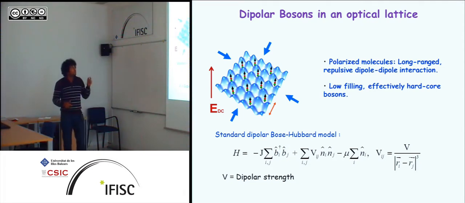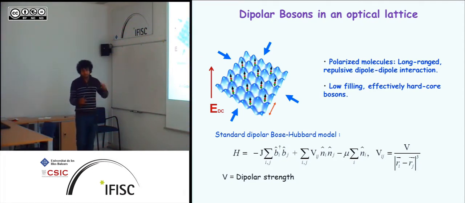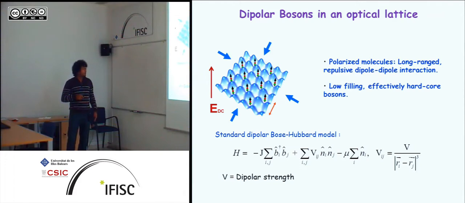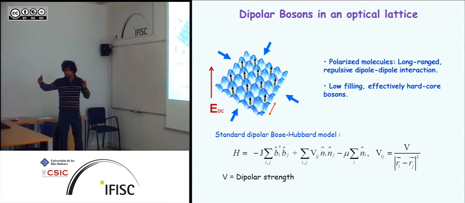In ultracold atoms or molecules, the important fact is that you can actually create a system where there is long-range interaction, in the sense that particles, even if they are at some distance, more than say one lattice site, still feel the effect. So this is the second point.